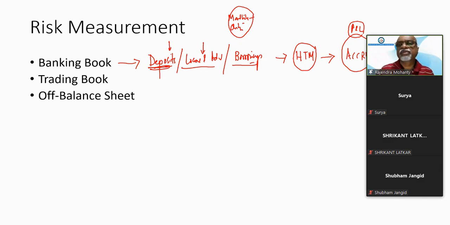The same thing happens in loans and advances. Normally, for all loans and advances, monthly interest is chargeable.